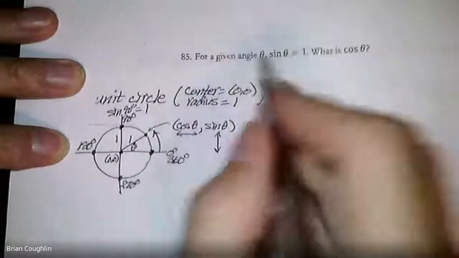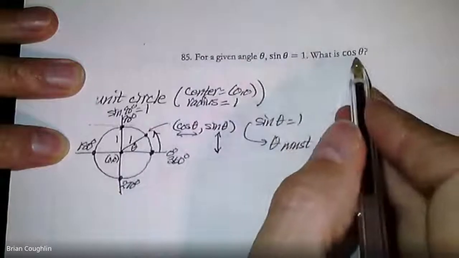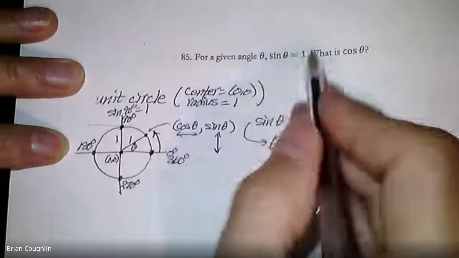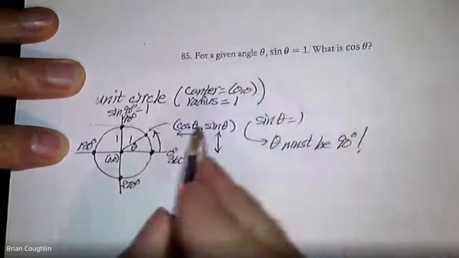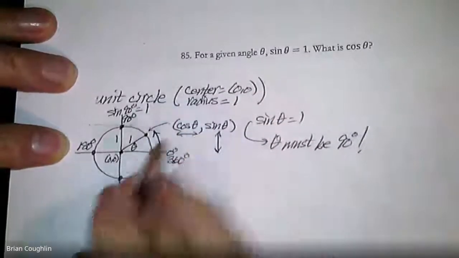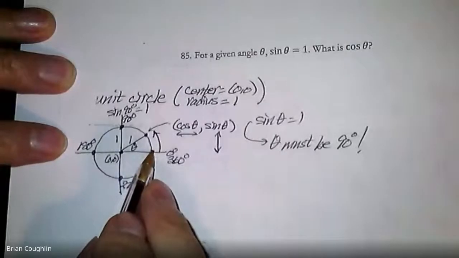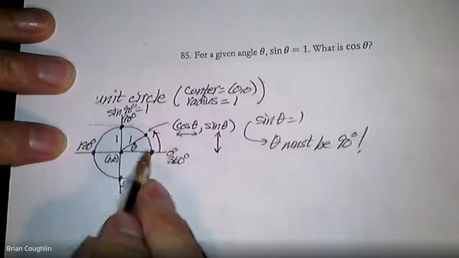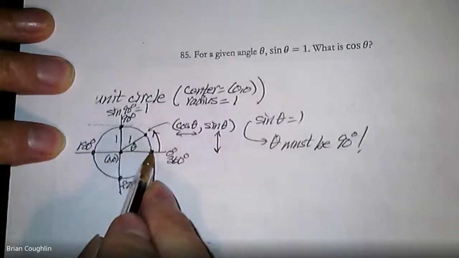Now, they're asking us, what's the cosine? Normally, we'd say, well, how am I supposed to know? They gave us the sine. How do you get the cosine? On a unit circle, cosine is how far left or right you are. So over here at the 0 degree position, you'll notice cosine of 0 degrees, it's to the right 1 space.